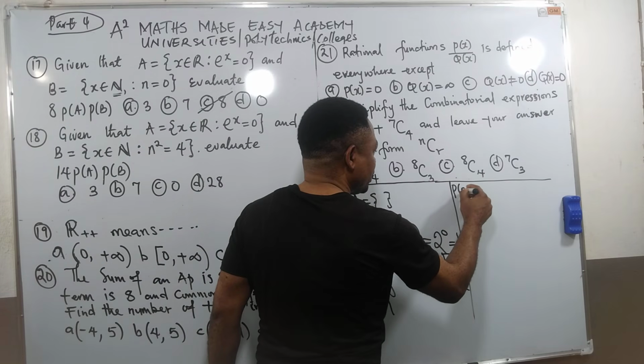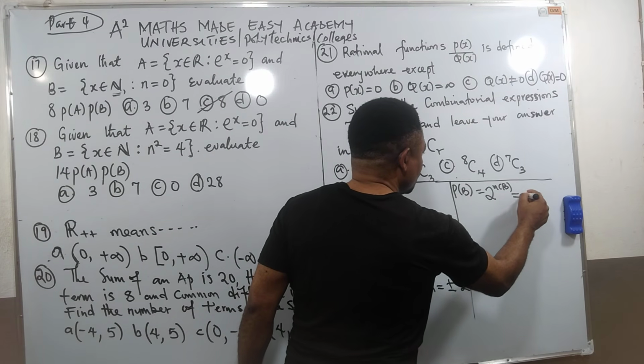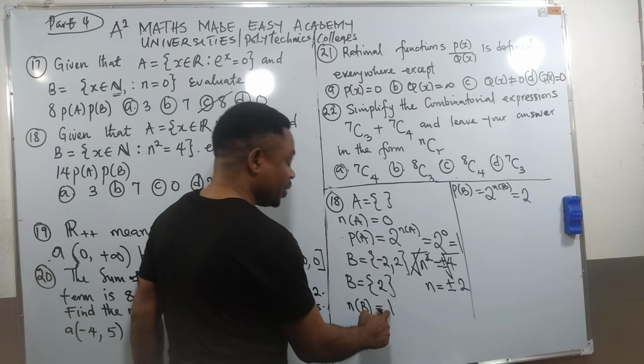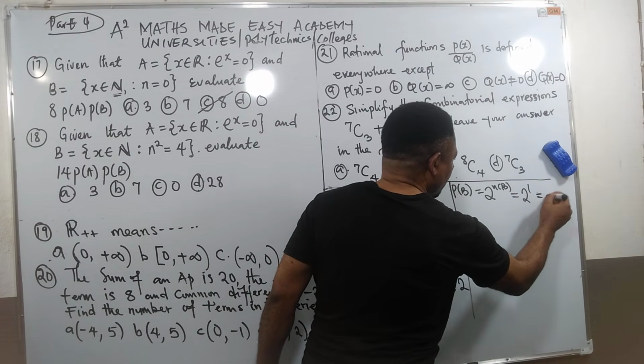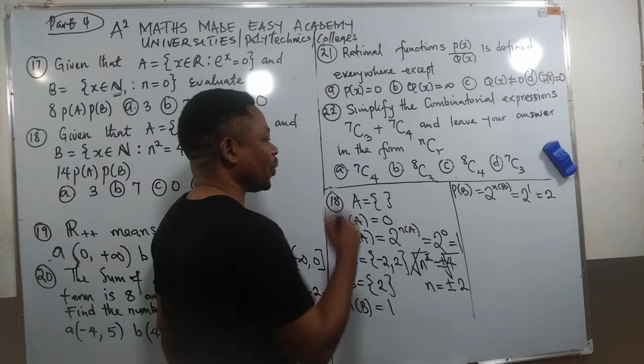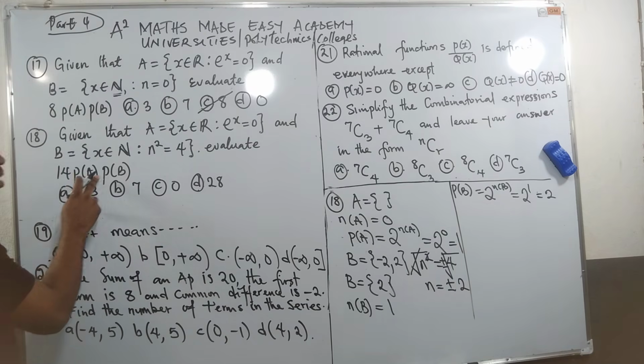Then let us now get the power set. Power set of B is now equal to 2 raised to power n(B). Are you with me? Now, do you know n(B)? Yes. n(B) is 1. I'll put here 1. Are you there? Then 2 raised to power 1 will give you 2. Then can we progress? What are we looking for? Look up 14 P(A) P(B).